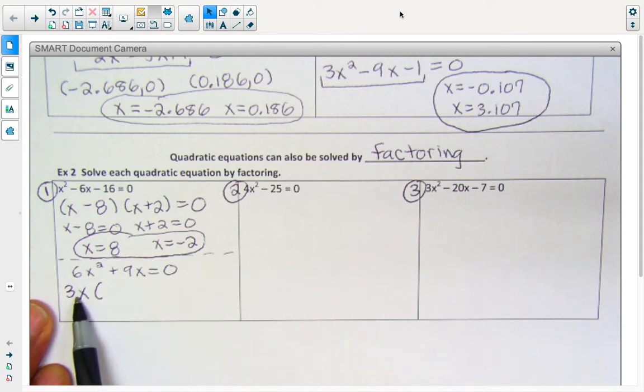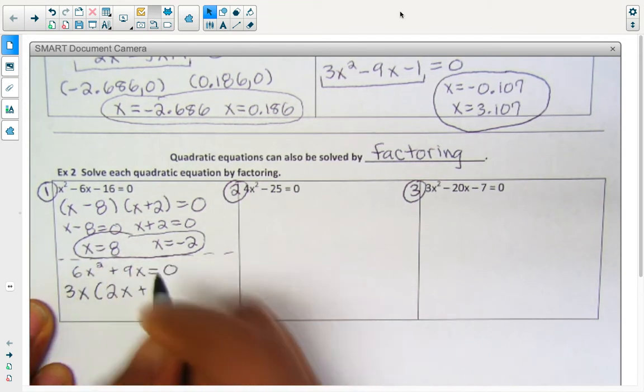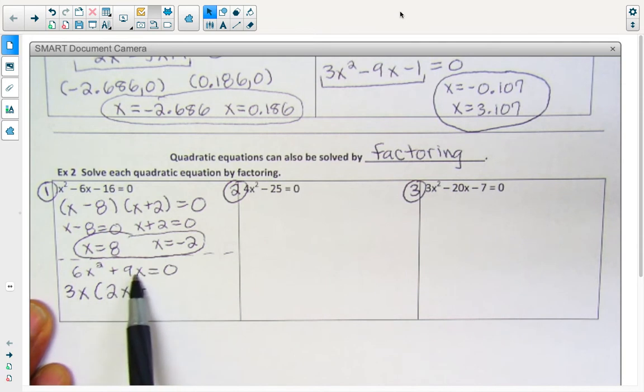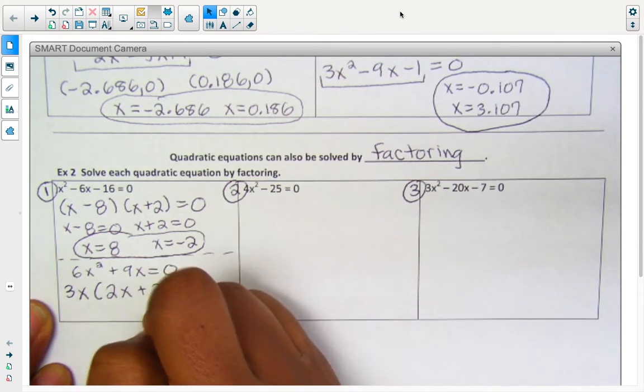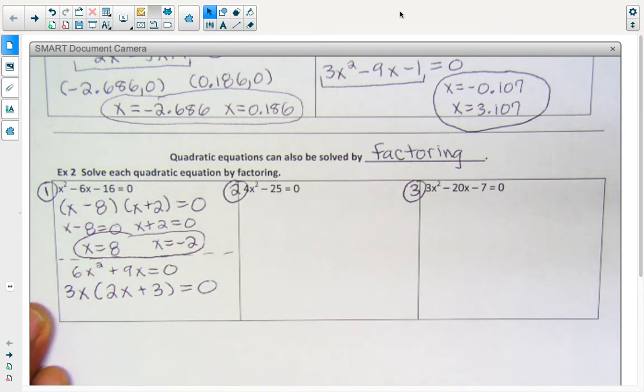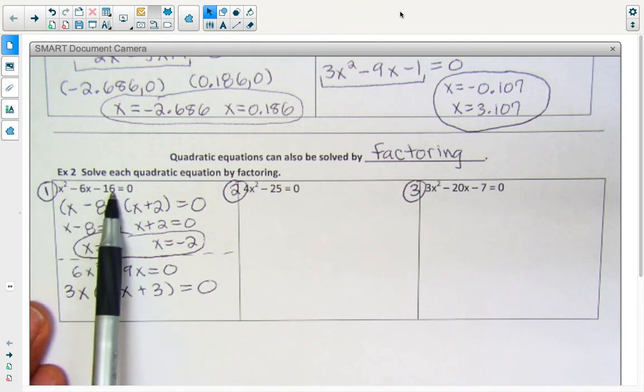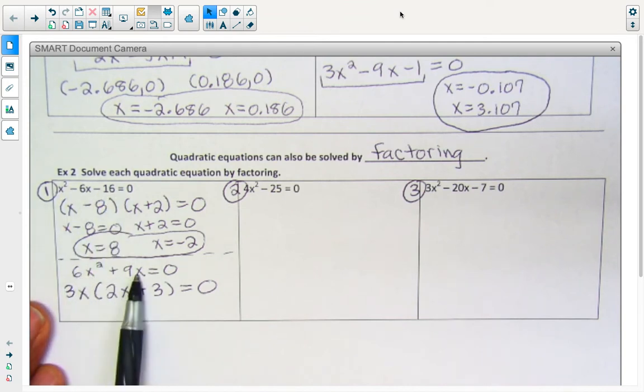So 3x times something gives me 6x squared. That's 2x. 3x times something gives me 9x, that's 3. So what I did here was find the greatest common factor. The first one that we did not have a greatest common factor, and that's okay, but this one did have a greatest common factor. So your greatest common factor goes on the outside and everything else goes on the inside. The beautiful thing with factoring is that you can check your work. 3x times 2x gives me 6x squared, so check there. 3x times 3 is 9x, so check there.